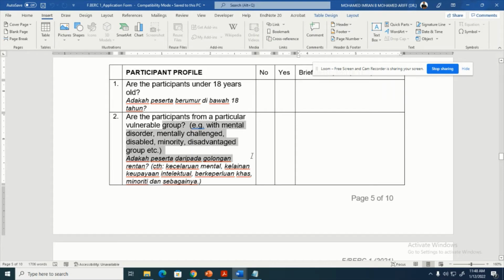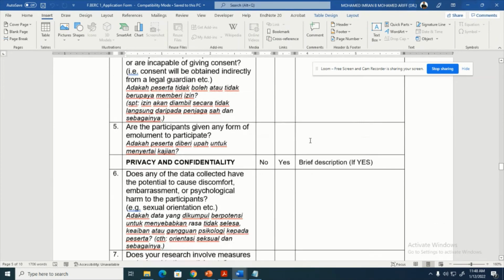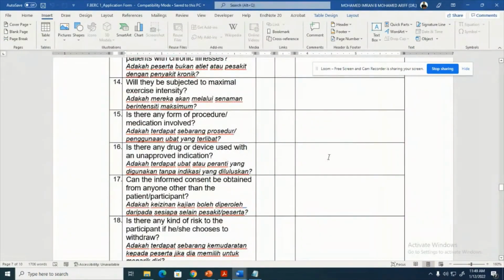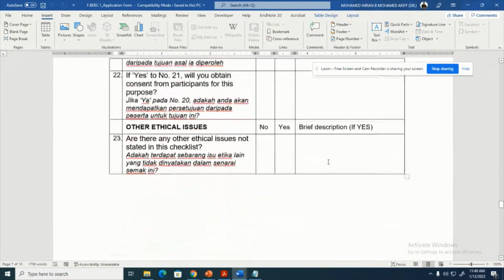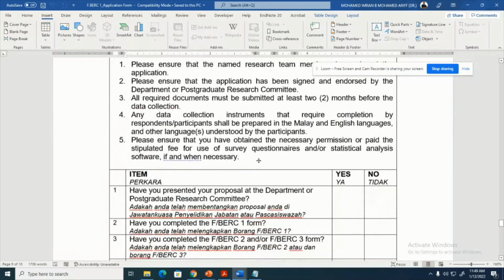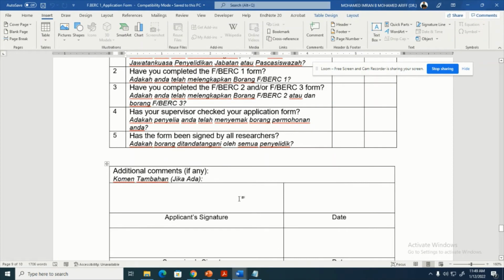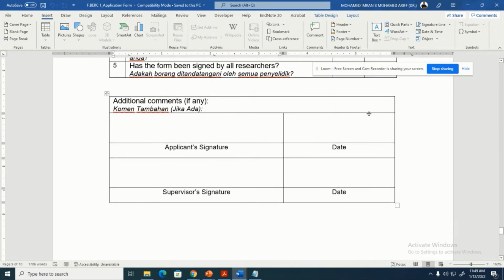Vulnerable group, you can define it here. And all these questions can be filled out yes or no. And if yes, please provide additional details here. Okay, straightforward. And these are the checklists. Make sure you filled up this. Students have filled up application signature and supervisor signature with the appropriate date. Right. And once this is completed, students need to submit this form in a PDF format to a Google Drive, which I have provided to them. Okay, that is form number 1.